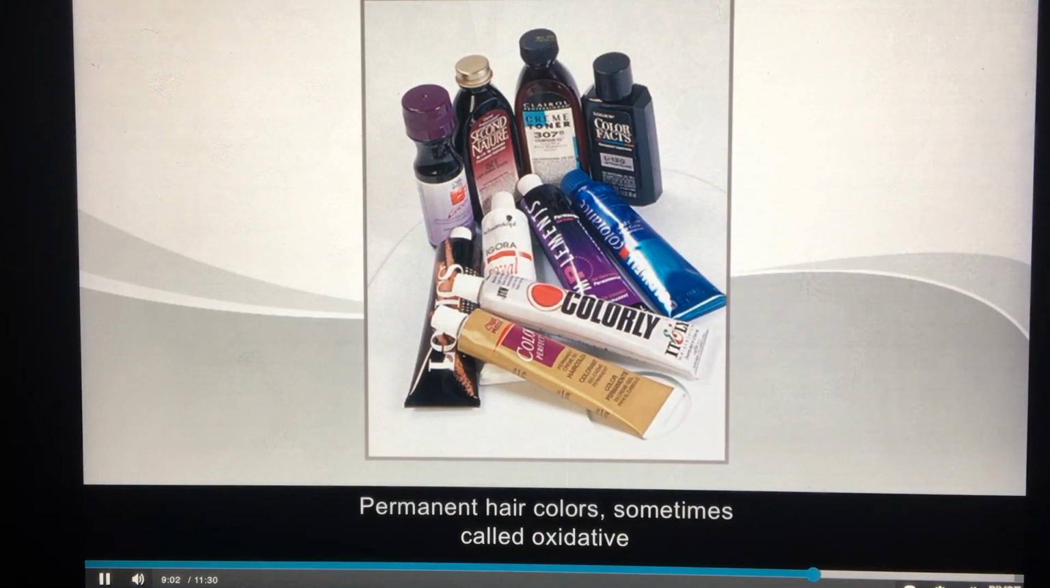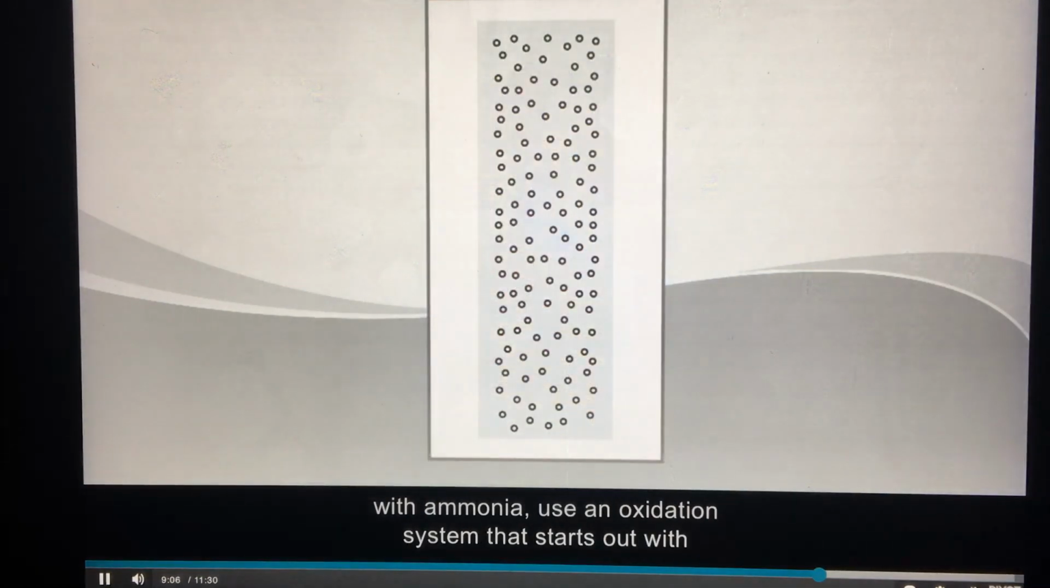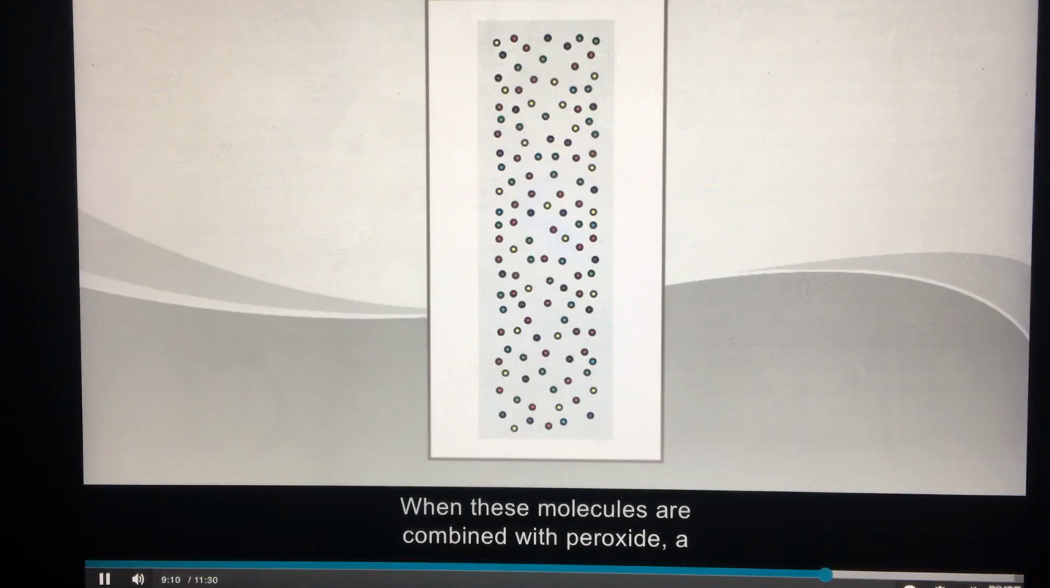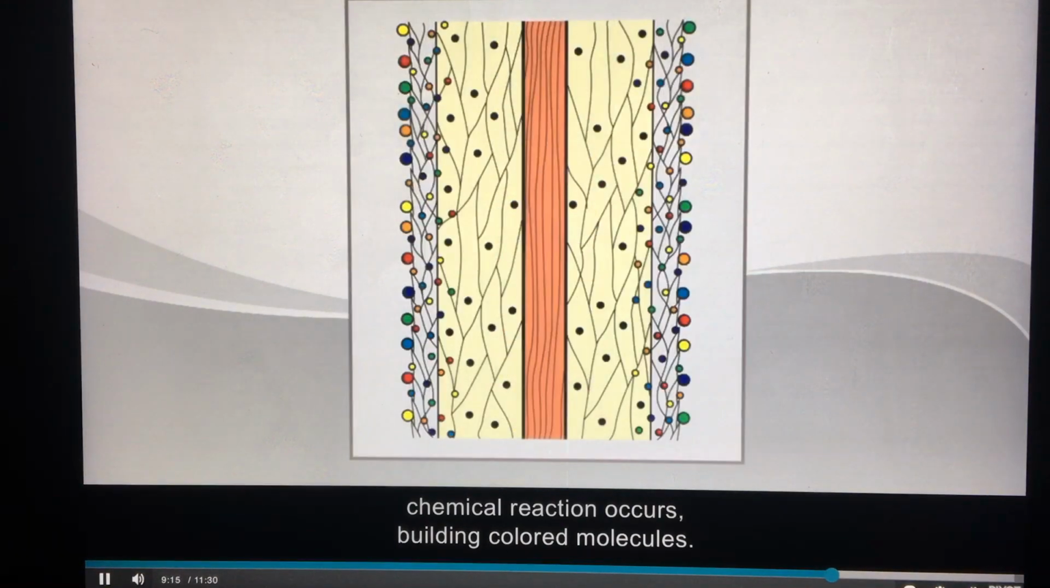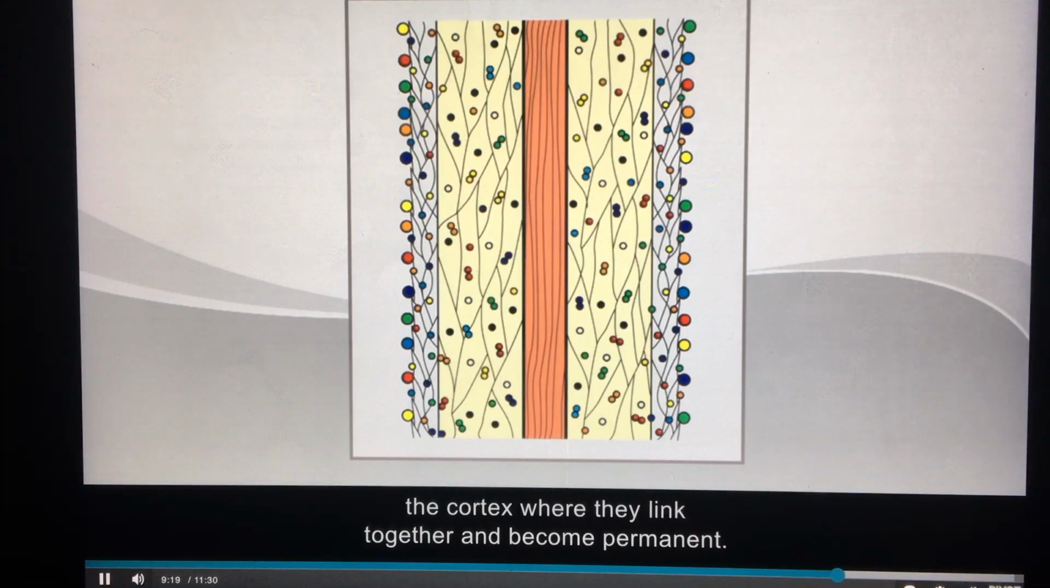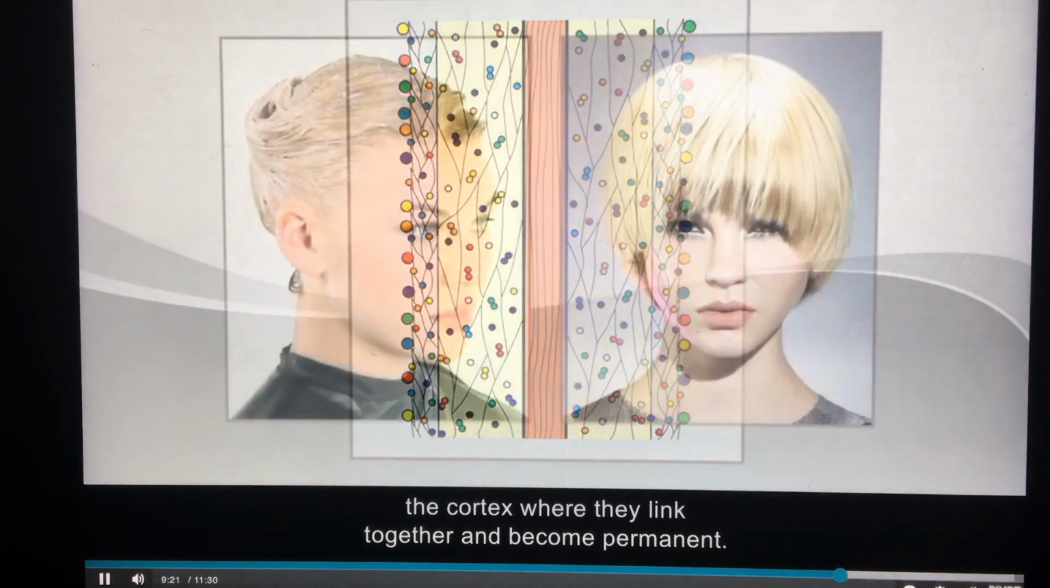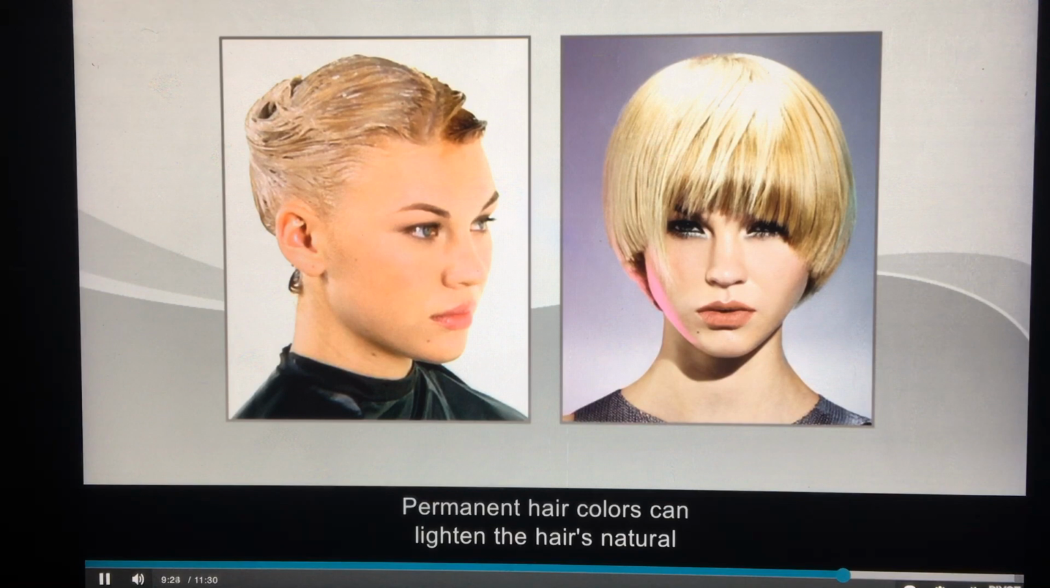Permanent hair colors, sometimes called oxidative with ammonia, use an oxidation system that starts out with colorless molecules. When these molecules are combined with peroxide, a chemical reaction occurs, building colored molecules. These small molecules enter the hair shaft and penetrate the cortex, where they link together and become permanent. Permanent hair colors can lighten the hair's natural colors and deposit artificial color.